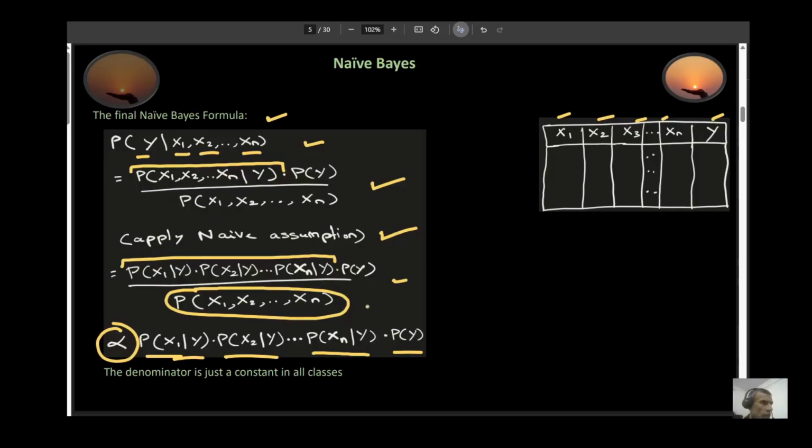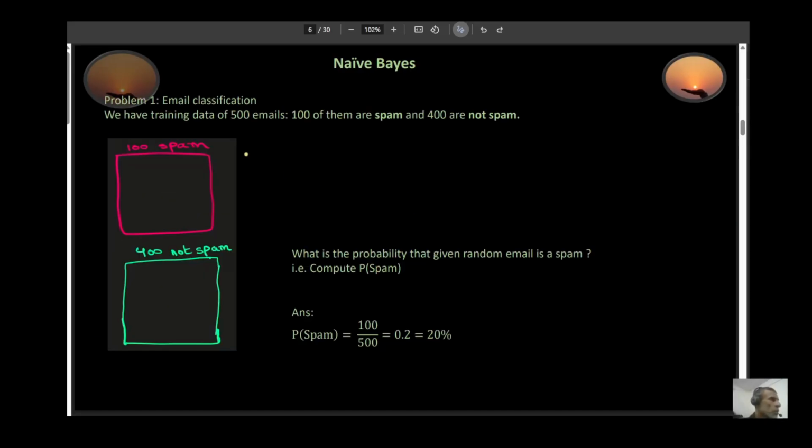Now let's understand all this through an example. Suppose you're given training data of 500 emails. 100 of them are spam and 400 are not spam. The question is: what is the probability that a given random email is spam? In other words, compute your probability of spam. The total number of spam is 100, so my probability of spam would be 100 divided by the total number of emails, which is 500. And the answer comes out to be 20%. So there's a 20% chance that a given random email is spam.